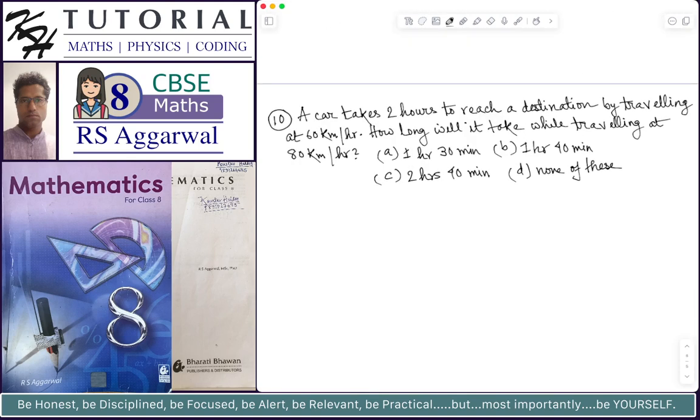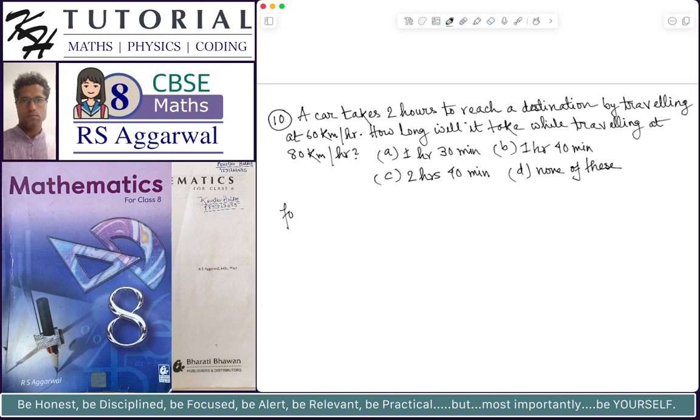A car takes 2 hours to reach a destination by traveling at 60 km per hour. How long will it take while traveling at 80 km per hour? So this is about distance, speed and time. The concept is that in this problem the distance is fixed. It is asking, if the car takes 2 hours to reach a destination by traveling at 60 km per hour, how long will it take while traveling at 80 km per hour, that is, to travel the same distance.